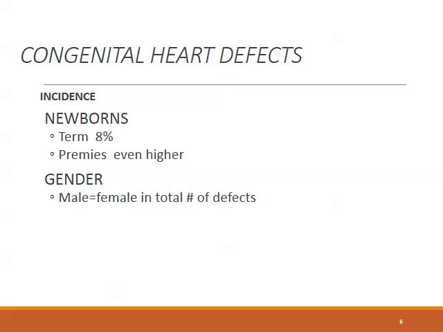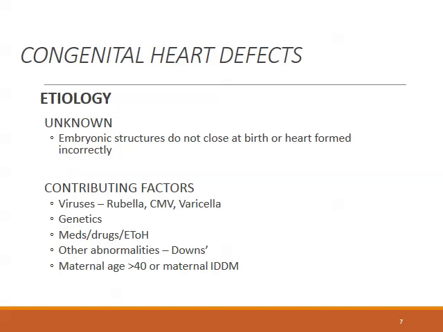Now, congenital heart defects, incidence in newborns, in full-term babies is about 8%. Preemies is even higher. Gender, it affects more males than females in total number of defects. Now, the etiology is basically unknown. Embryonic structures do not close at birth, or the heart is formed incorrectly.